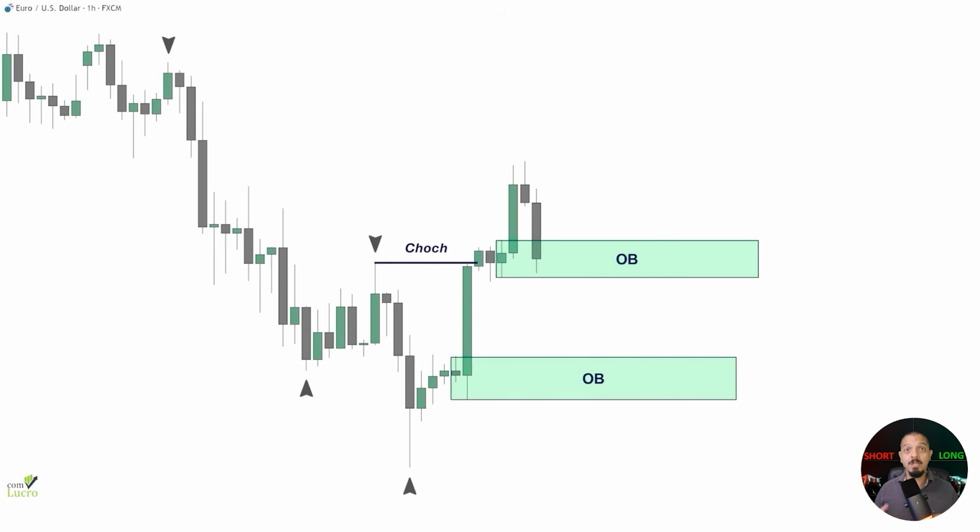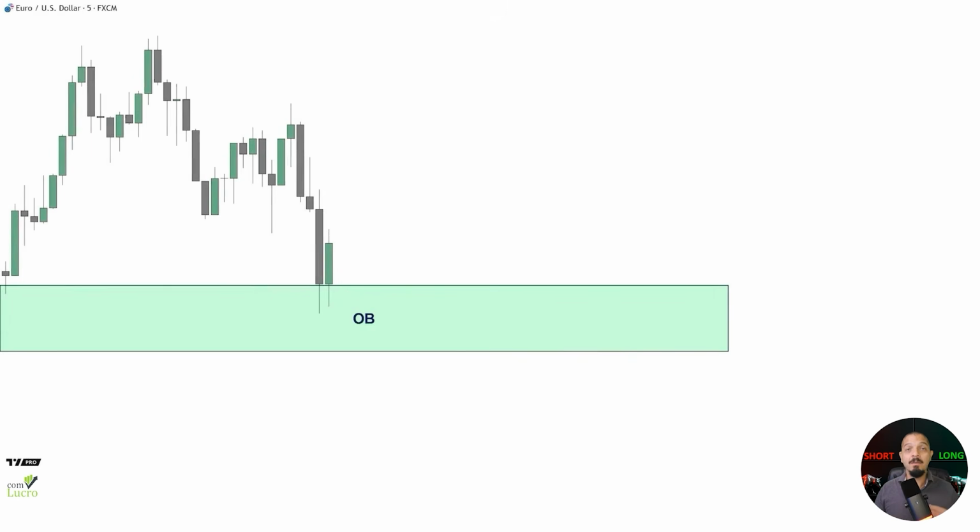The price has just tapped into the first order block, so we switch to the 5-minute chart to search for an entry. On this lower time frame, we want to see clear signs of reversal, confirmation that the order block is being respected, before opening a long position.